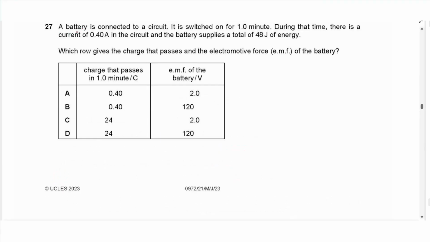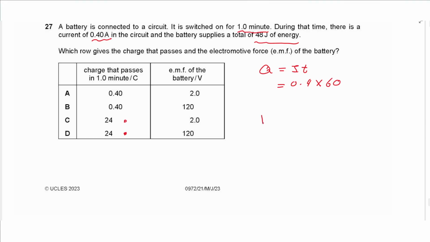Question 27 says a battery is connected to a circuit. It is switched on for 1 minute. During that time, there is a current of 0.40 ampere in the circuit and the battery supplies a total of 48 joules of energy. Which row gives the charge that passes and the electromotive force of the battery? So charge is equal to IT. So we have the current 0.40, then we multiply by the time in seconds, which is 60. That gives a charge of 24.